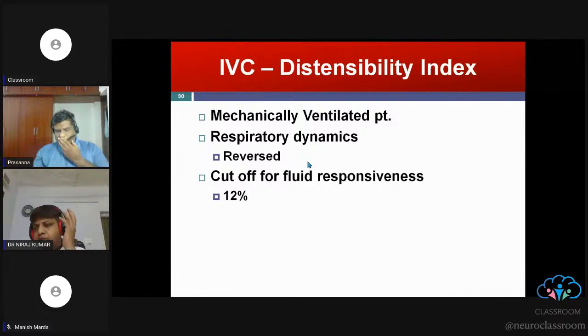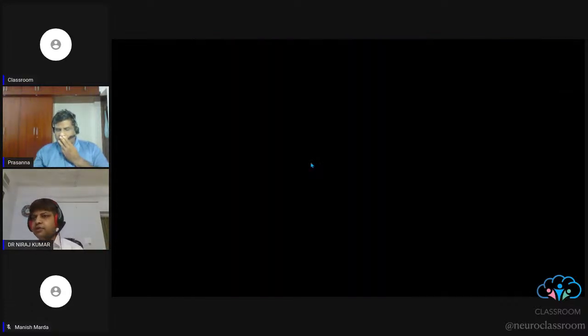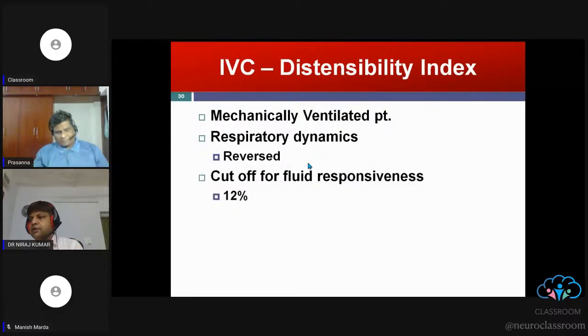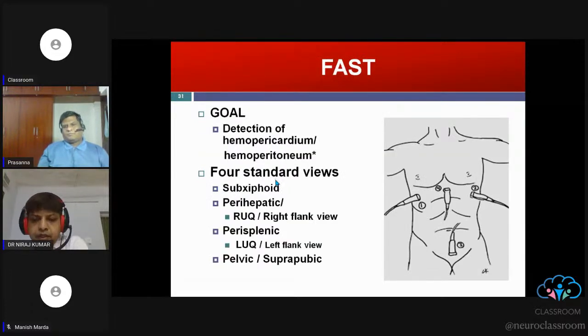This distensibility index is very useful for a critical care physician for assessing fluid responsiveness. This is a very good guide if you want to give fluid to the patient. If this IVC distensibility index is more than 12%, or some literature suggests 18% or 15%, that is a rough indication that you can give fluid, because the patient is fluid responsive. So we have just covered the IVC assessment part.